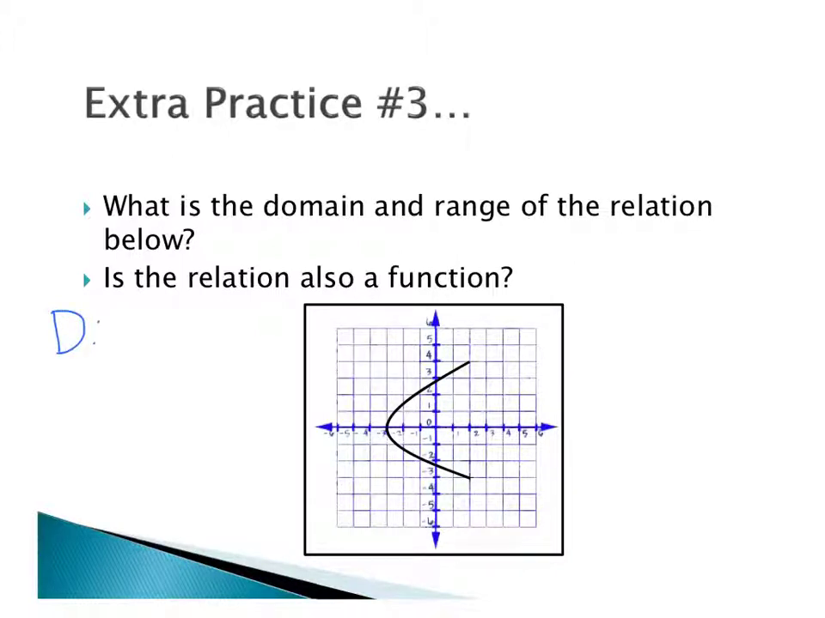For my domain, I'm going to look at my x values. So I start over here at -3, and I'm only going to the right there. My graph's pointing to the right. But this time I don't have arrows, and it stops, it looks like, right here at +2. So I'm between these two values here, between -3 and +2.